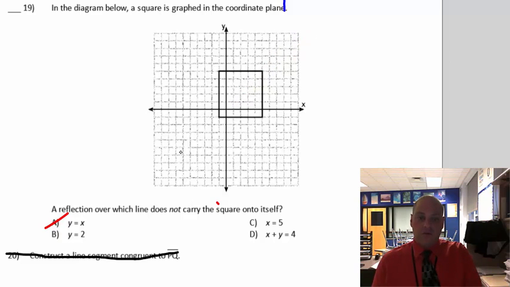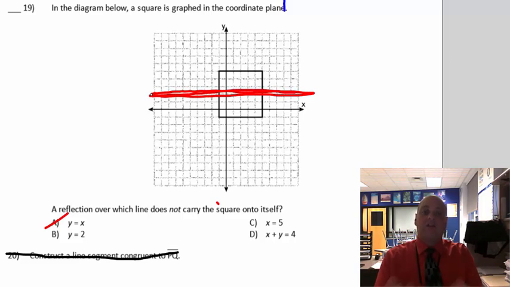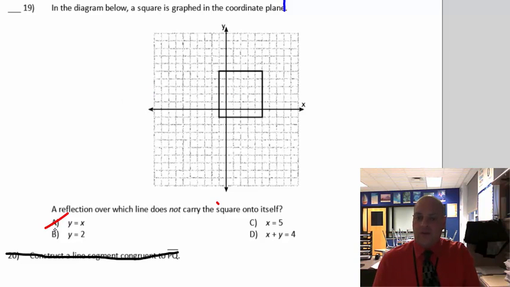Y equals 2. Okay, y equals 2 is right here. Kind of. Okay. Fold along that line. Does the square go onto itself? Yes, it does. Just fold your paper. You'll see it. X equals 5. 1, 2, 3, 4, 5. Here's the x equals 5 line. If you fold along that line, will the square land on itself? No, it's going to land on the other side of the line.